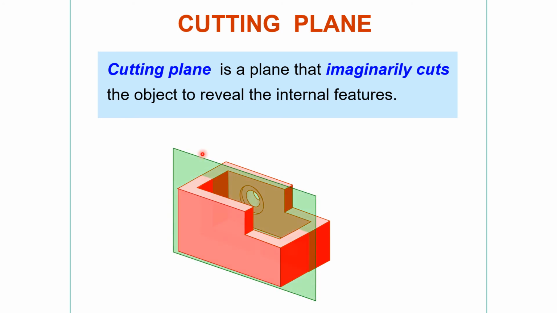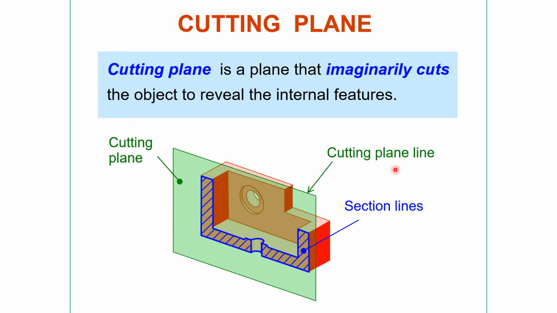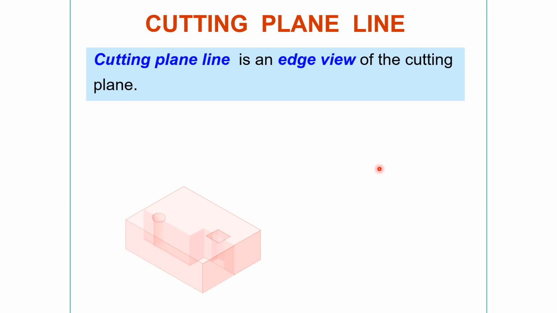Okay, here when we have cut the piece, now see the nomenclature. This is a cutting plane that cuts the object imaginarily. Okay, these are the section lines or hatch lines. Okay, cutting plane line. When we see from the top, we will see only the line, so that is a cutting plane line.